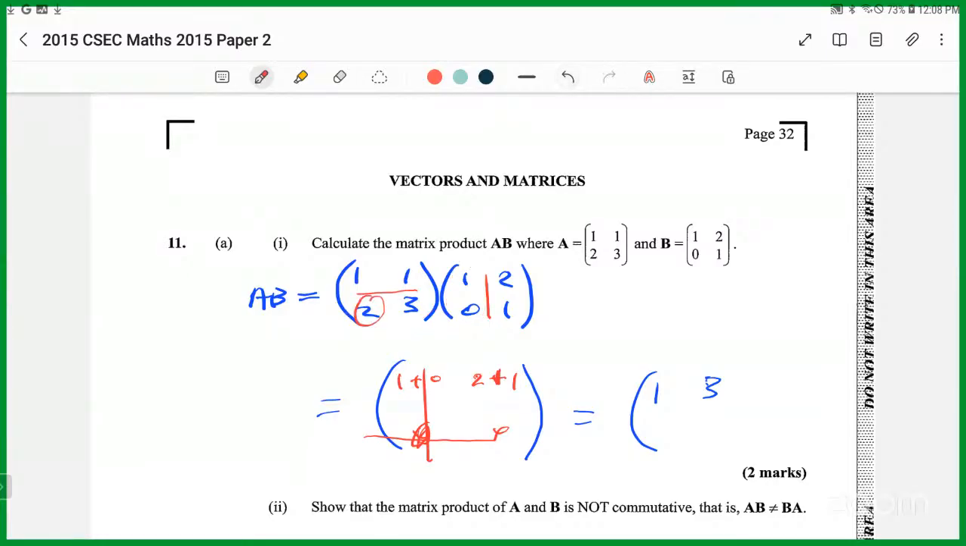First element times first element, second element times second element. 2 times 1 and 3 times 0. So 2 times 1 is 2 and 3 times 0 is 0. So the value over here is a 2.